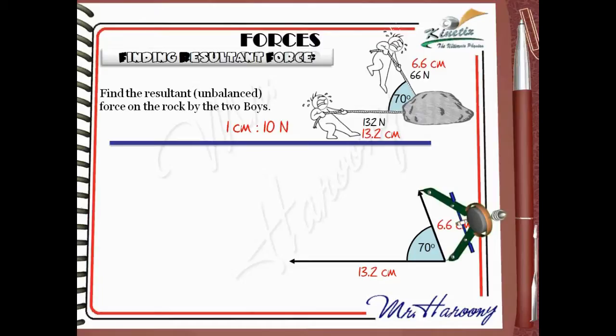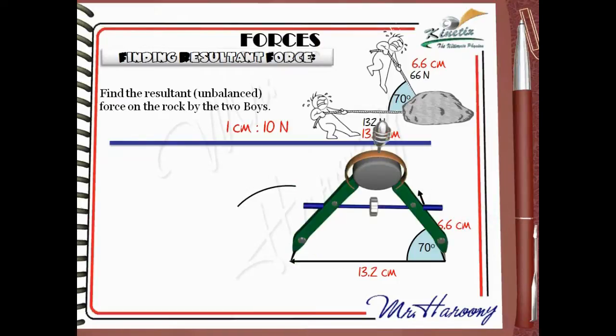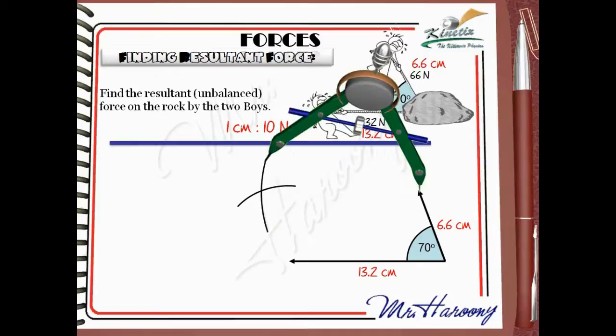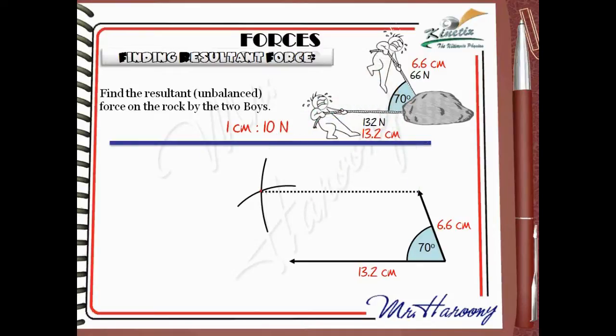Open the compass just to fit the 6.6 centimeter arrow. Move the compass to the other end of the 13.2 centimeter line, as shown, and draw a small arc. Now open the compass so it exactly fits the 13.2 centimeter line, and do the same and draw another small arc. The two arcs intersect in the point that closes the parallelogram.